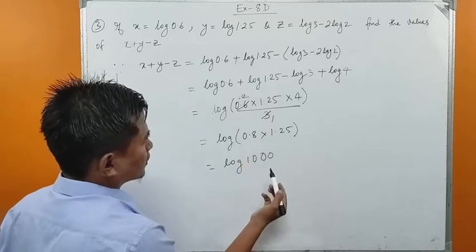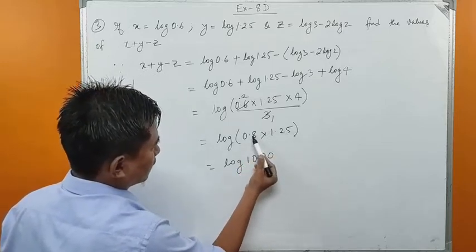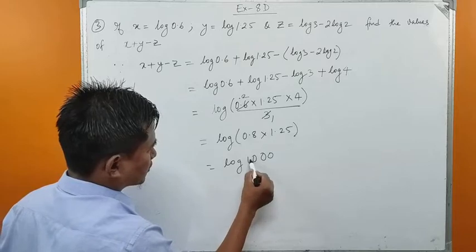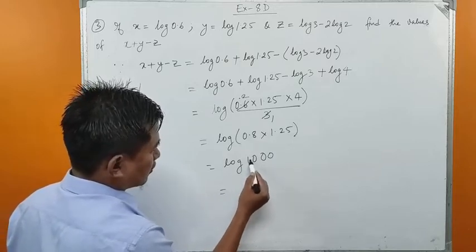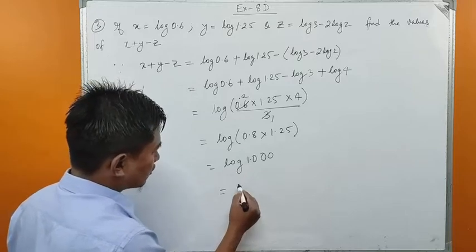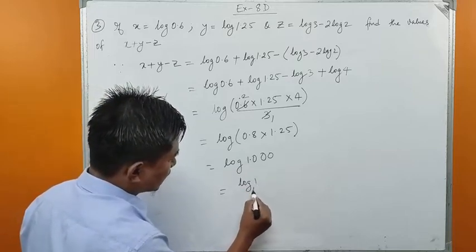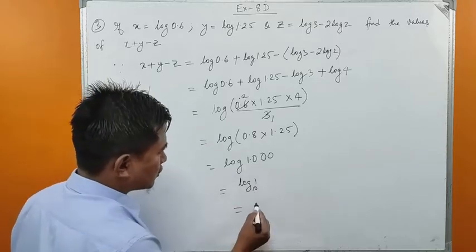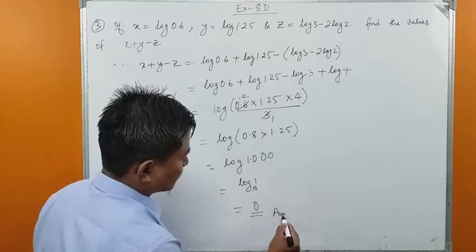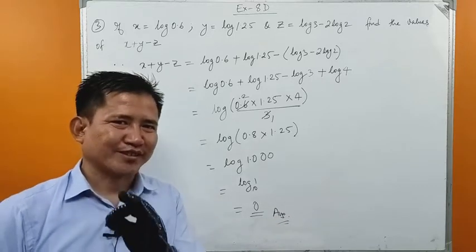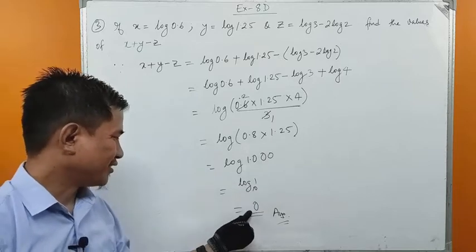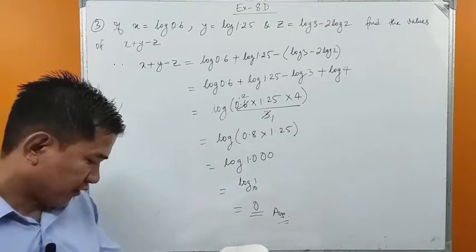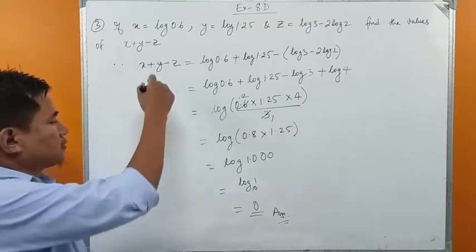So we put a decimal point before 3 digits, 1, 2 and 3. We put a decimal point here, which means the zeros after it have no value. So we can write this as log 1 to the base 10. No base means base is 10, isn't it? Log 1 to any base is always 0. So this is the answer. Log 1 to base 10 is 0. So this is question number 1. We are asked to find the value of x plus y minus z. x plus y minus z is 0.